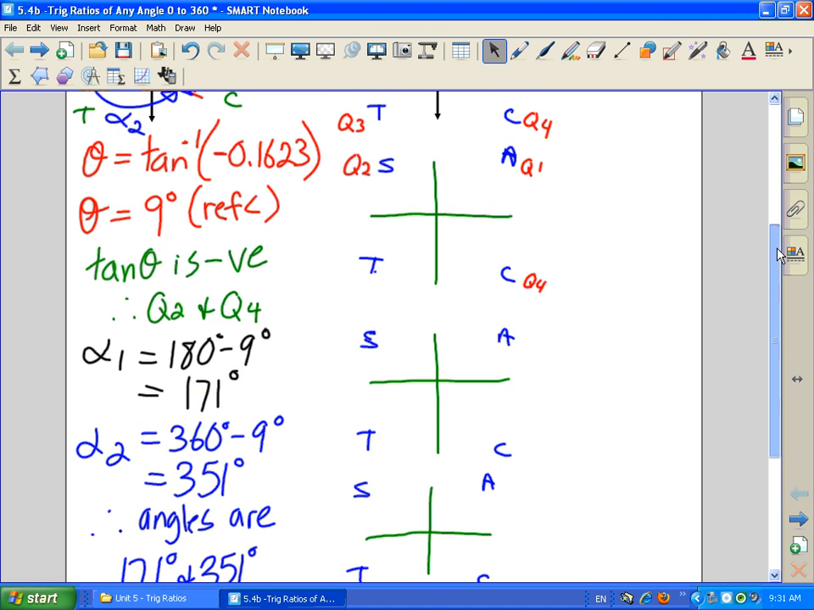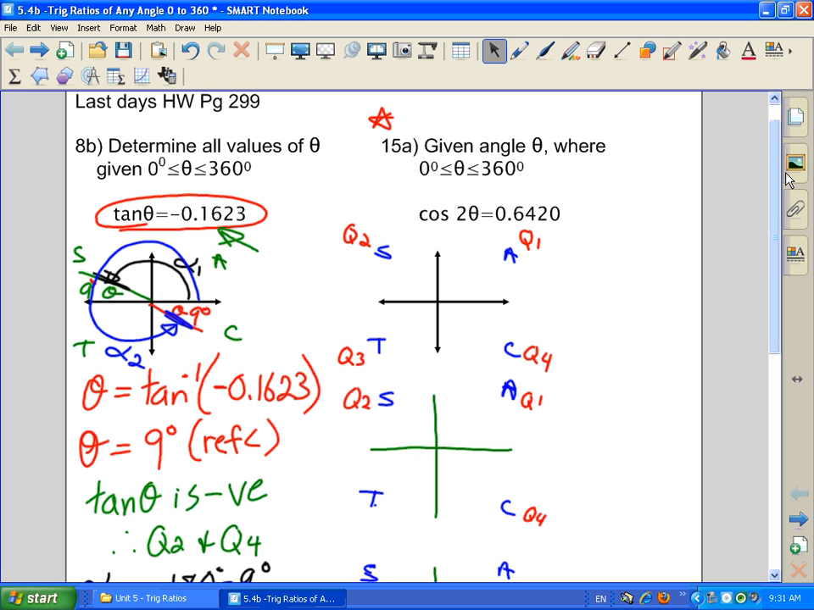All right, taking a look at 15a, ladies and gentlemen, it is tricky. The reason why it's tricky is when we look at the expression cos 2 theta equals 0.642, there is a doubling property here. So proportional ratio would tell us that if this is theta from 0 to 360, 2 theta is going to be double those limits. So it's going to be 0 degrees to 2 times 360, which is 720 degrees. So if you're doubling the angle, you've got to double your restrictions or your limits.